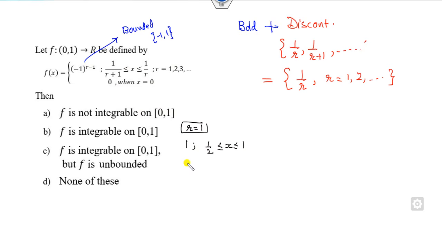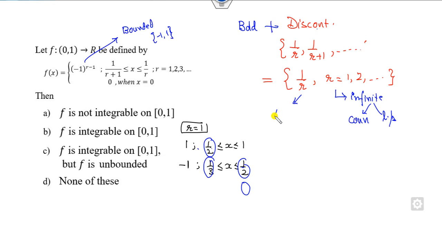When I take r is 2, it is -1, 1 over 3 x. So clearly this function is discontinued at half. Similarly, discontinued at 1 over 3 and so on. Now once there is a discontinuity, it has infinitely many points. Your target is to prove whether it is countable or has a limit point. So what is the limit point of this?